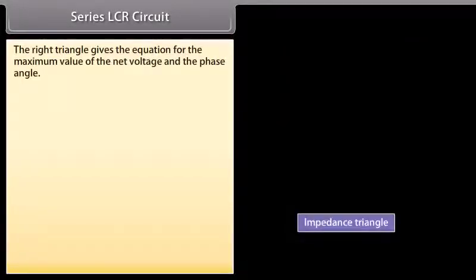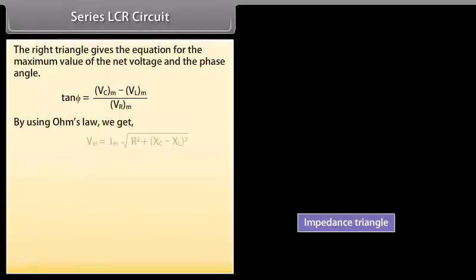The right triangle gives the equation for the maximum value of the net voltage and the phase angle. Tan phi is equal to VCm minus VLm upon VRm. By using Ohm's law, we get Vm is equal to Im multiplied by under root of R square plus XC minus XL square.